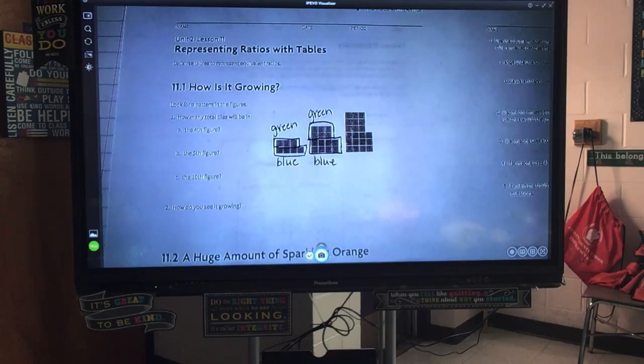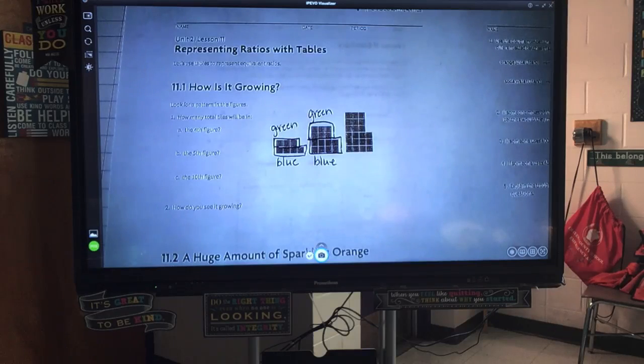Alright, so let's go ahead and go over this together. So, how many tiles are going to be in the fourth figure? What you guys come up with? Troy? 21. Anybody come up with something different? 28. Okay. Anybody else come up with something different? 27. Alright, so Troy, you came up with 21. How did you come up with 21?